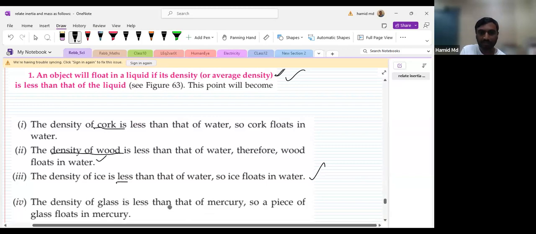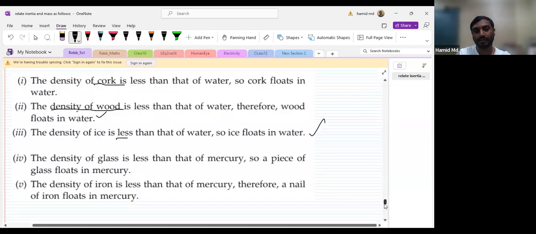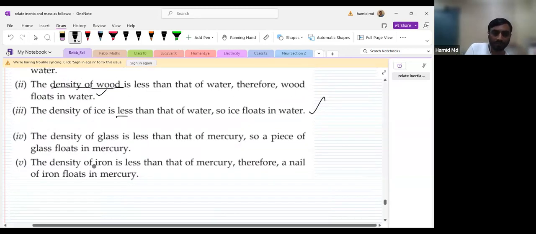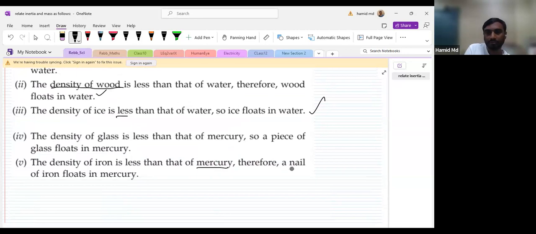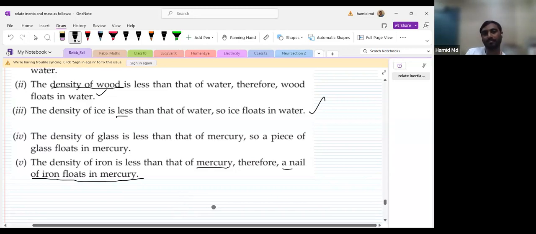So the density of iron is less than the density of mercury. Therefore, nails of iron float in mercury. How? Because the density of iron is less than the density of mercury. So does mercury have higher density than water? Yes. Okay, then I understood.